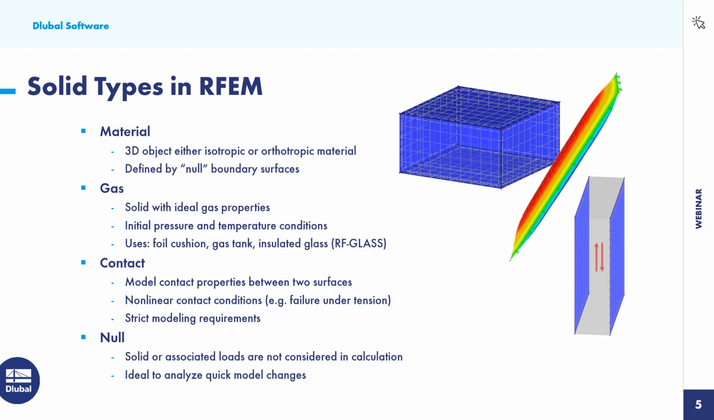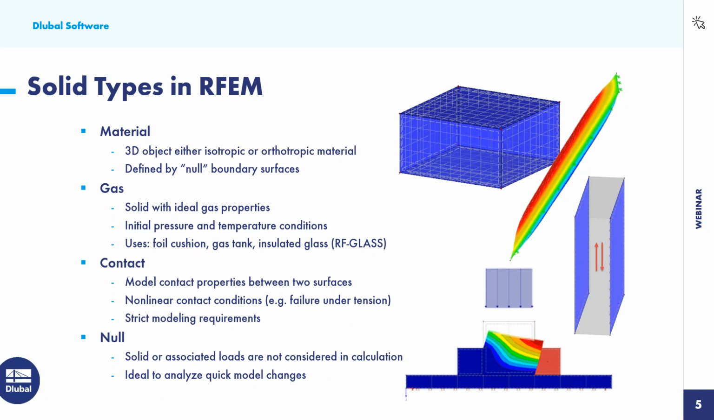We also have a contact solid. This solid is actually used to model the contact properties between 2 surfaces. Over on the right-hand side here, you can see we have surface A and surface B. We would actually give those surfaces a material and a thickness, unlike the null surfaces for material solids. And we're using this contact solid to define nonlinear contact conditions between those 2 elements, for example, failure under tension or rigid friction. Now, contact solids do have strict modeling requirements, so we'll go over those a little bit later on in the presentation. And the final solid type is a null solid.